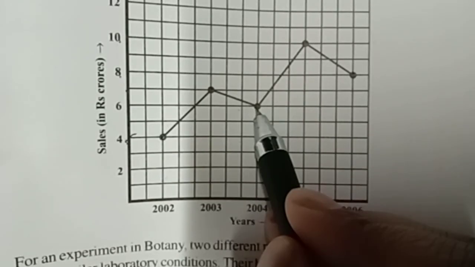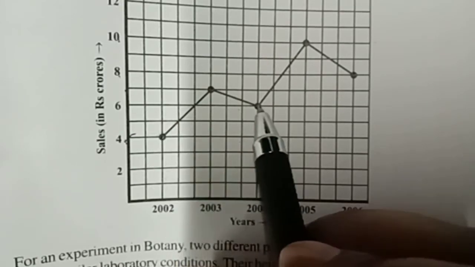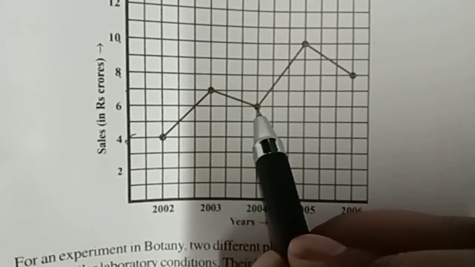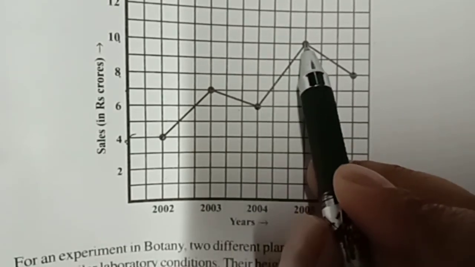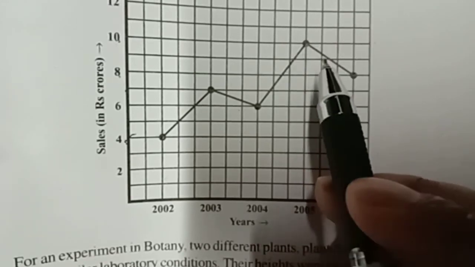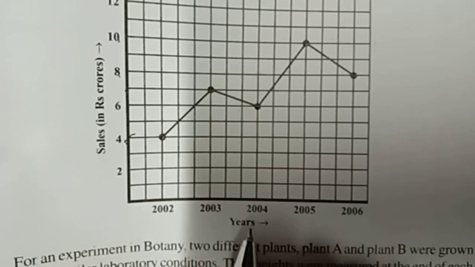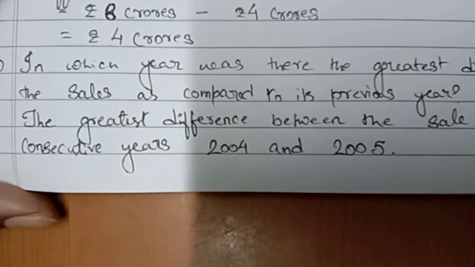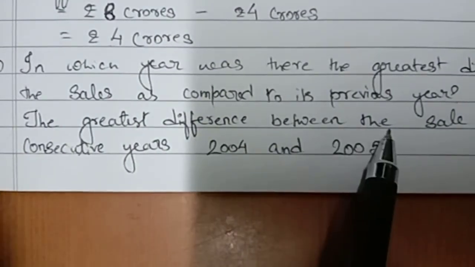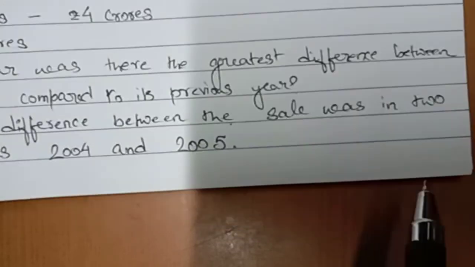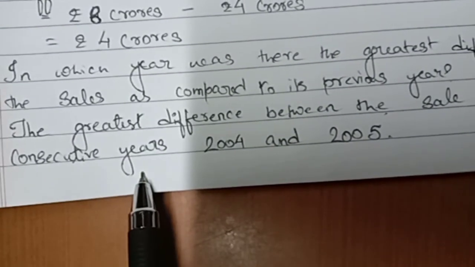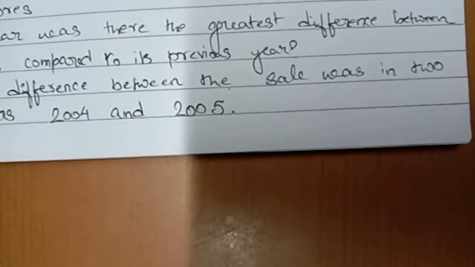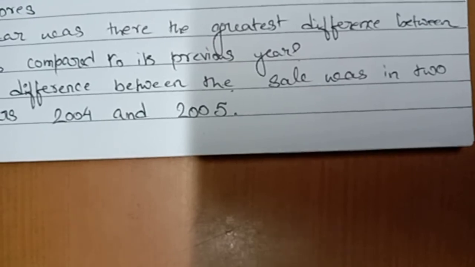Simply we can check from 2004 to 2005, it increased from rupees 6 to rupees 10 crore. So the greatest difference between two consecutive years is 2004 and 2005. So solution, the greatest difference between the sale was in two consecutive years, 2004 and 2005. So this is the solution number D.